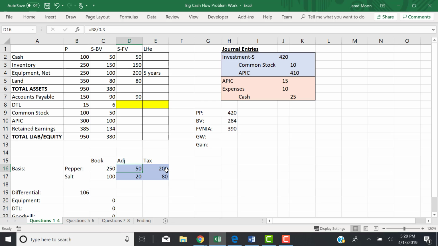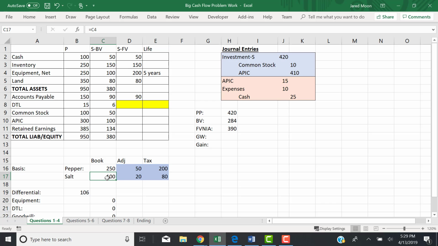Now, why do you subtract it from 250 instead of add it? Well, if you remember what a DTL is, it is a deferred tax liability that comes from a taxable temporary difference, which means you can deduct it now and you will be taxed on it in the future. If you deducted it now, that means that the basis will be lower for tax. If this were a deferred tax asset, we would add it. But because it's a deferred tax liability, it's something that we get to deduct now and we'll have to pay taxes in the future. We will be liable in the future. We're deferring the tax liability, Jim Stice style. So that's how we get the 200 here.